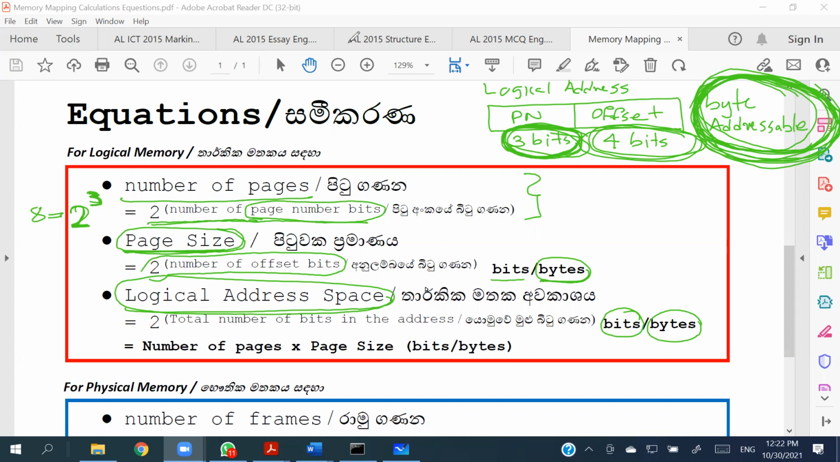Yes, Lalindi. The first address will indicate... Now it says the logical address has 7 bits, 3 bits in the page number, 4 bits in the offset. So the first address is going to be what? When this is having 3 zeros over here and 4 zeros over here, that means 0.